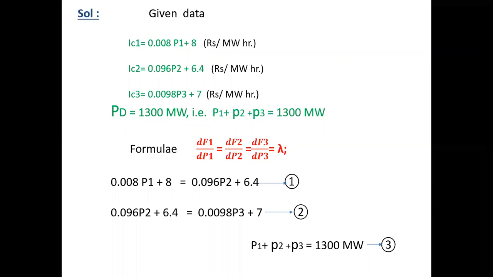Solve these three equations and drop your answers in our chat box. If you are so fast, we can do more problems. Do it fast.